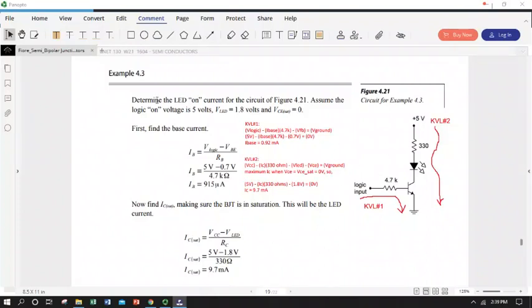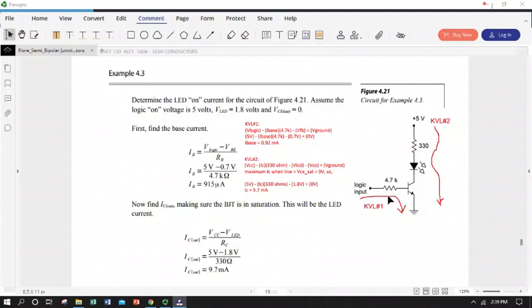Here's another example. We're asked to determine what current will be flowing through the LED when it's on in the circuit. We're going to assume that we get 5 volts at our logic input as a turn-on signal, and that our voltage drop over the LED is 1.8, which is pretty typical. It's probably a red one. And that we're operating at saturation.